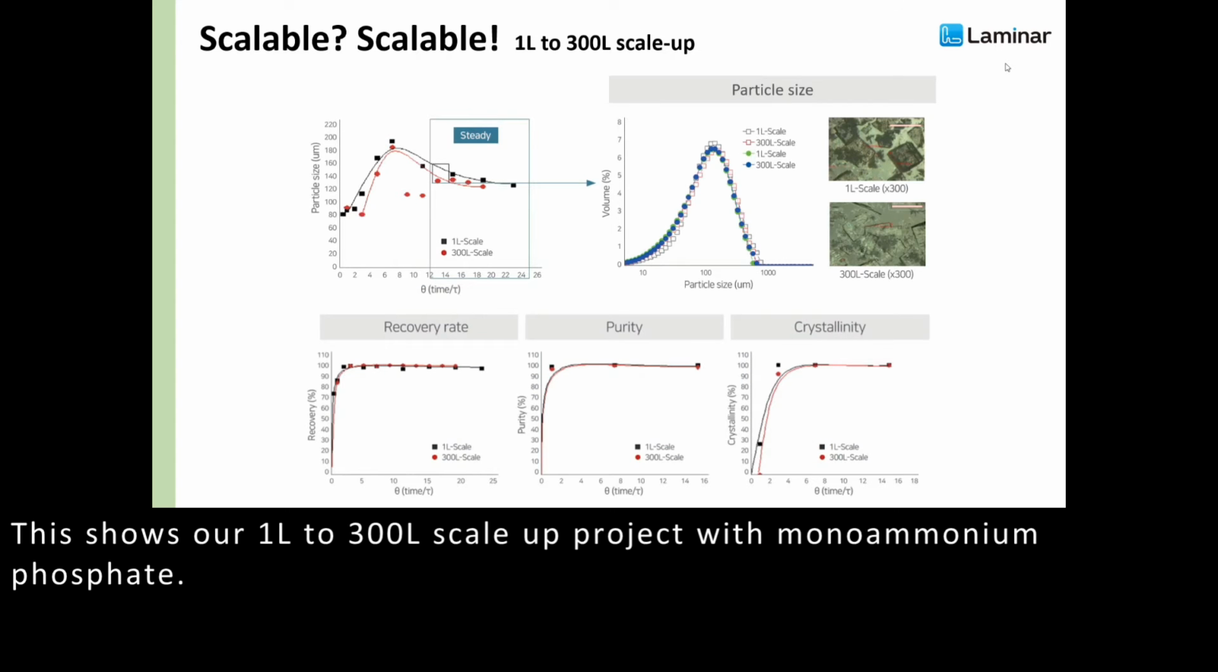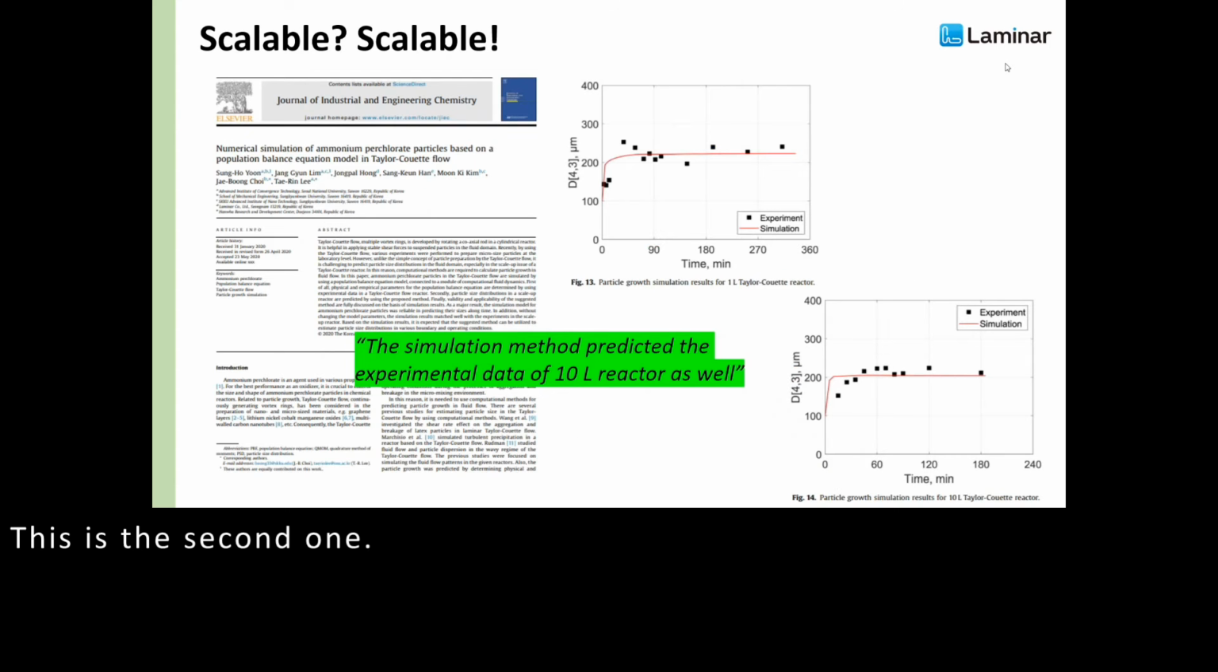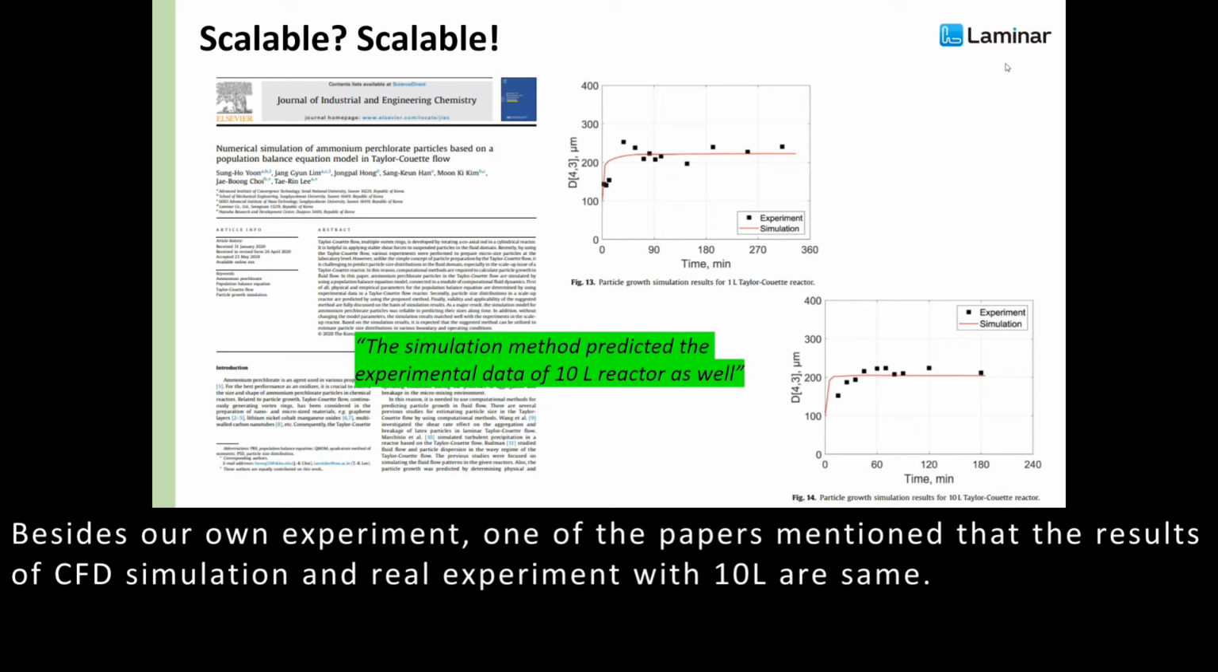This shows our 1 liter to 300 liter scale-up project with monoammonium phosphate. As you can see the graph for particle size, recovery rate, purity, and crystallinity, the results of the 1 liter and 300 liter are almost in the same position. This is the second one. Besides of our own experiment, one of the paper mentioned that the results of CFD simulation and real experiments with 10 liter are same.